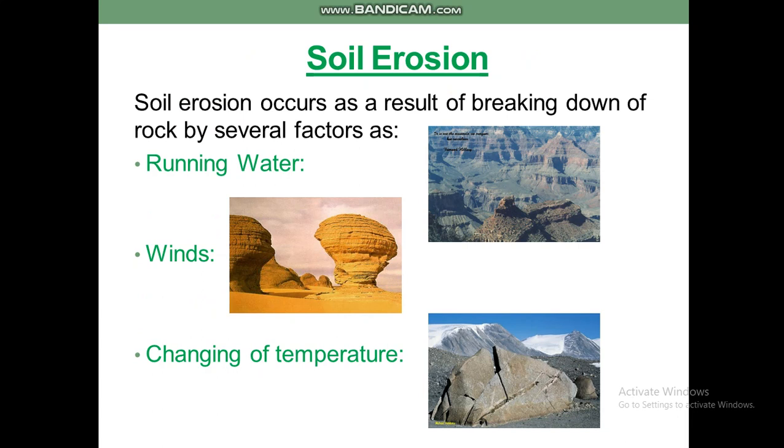Let's talk about soil erosion. What is the meaning of erosion? Erosion is the result of the breaking down of rocks by several factors. So the rocks or the soil we have are broken down, then eroded. This erosion happens by factors like running water, winds, and changes in temperature. That is the meaning of erosion, and this is our lesson today. Thank you.